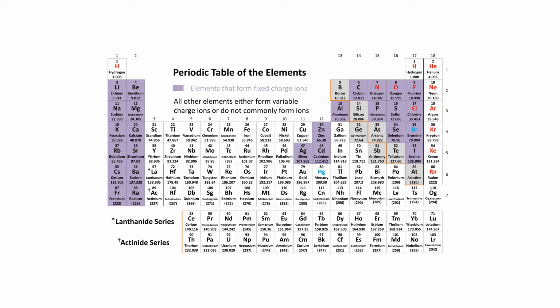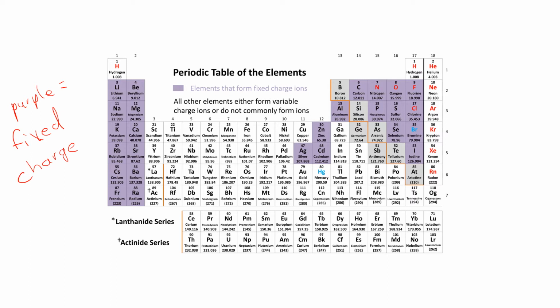This version of the periodic table is showing us which elements form fixed charge ions. These are elements that every time they form an ion, that ion always has the same charge. So the elements that are in purple are fixed charge. When they form an ion, it always has that same number.